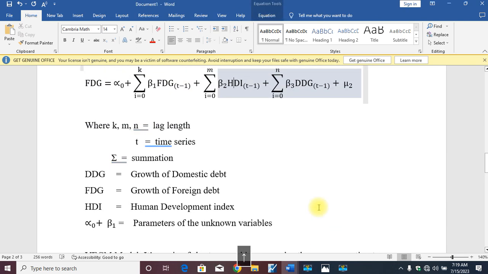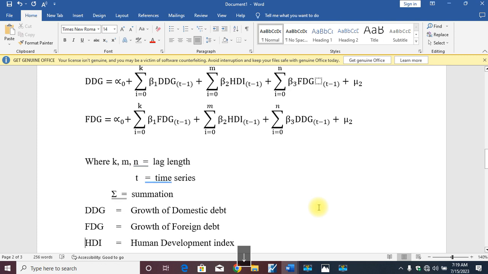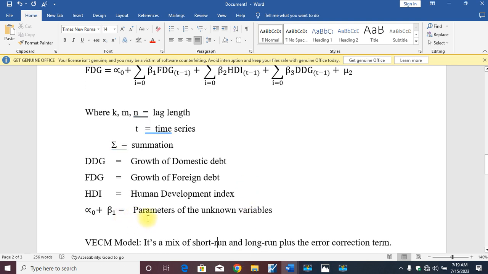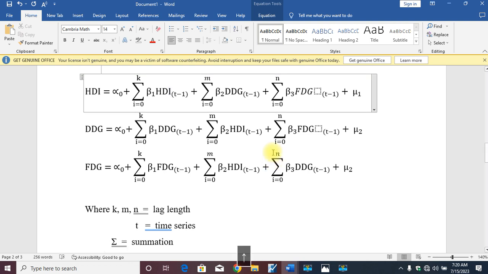So the variables under consideration, these are the meanings of the acronyms. We have DDG, the growth of domestic debt. We have FDG, growth of foreign debt. We have HDI, Human Development Index. We also have alpha and beta, the parameters or unknown coefficients. So basically, estimating VAR is the prelude to identifying how VECM will be estimated.